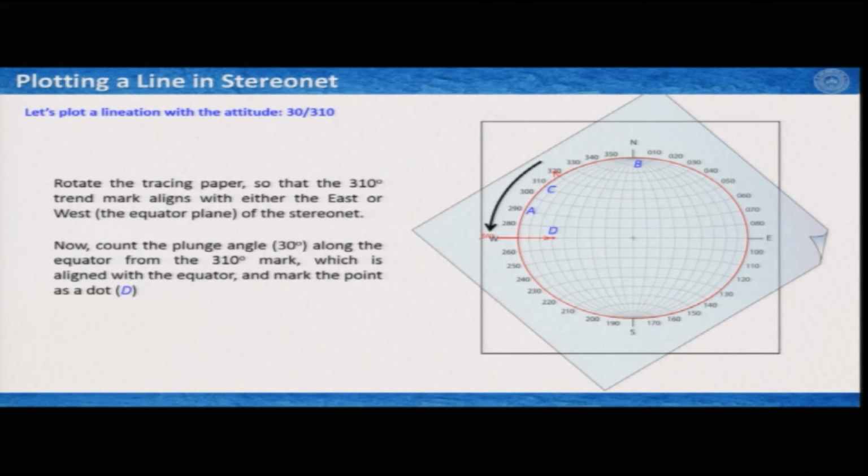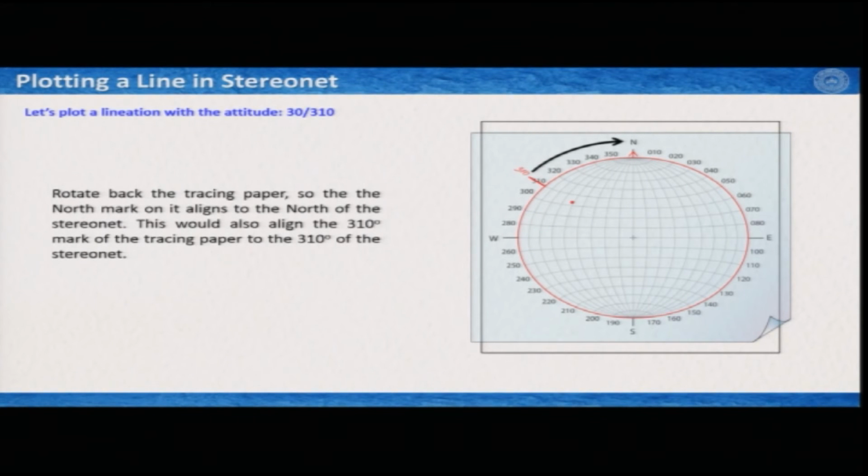Now, you have to rotate the tracing paper in such a way that this 310 degree trend mark aligns with either the east or west side of the stereonet along the equatorial plane. Once that is done, you count the plunge angle, which is 30 degrees, along the equator from the 310 degree mark, which is aligned with the equator, and mark the point as D. In this stereonet, which is at the bottom, each grid is 10 degrees. So, here we count 10, 20, 30 and we arrive at this point D.